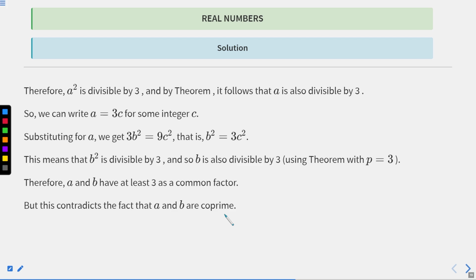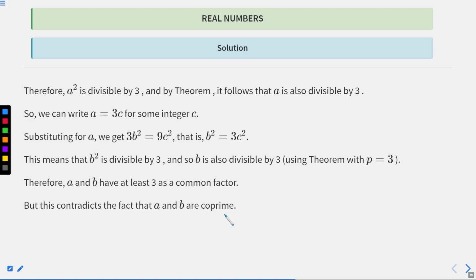By the previous theorem, we know if P is a prime number and P divides A square, then P also divides A, where A is a positive integer. Here 3 divides A square, so by the theorem, it follows that 3 also divides A. That means A is divisible by 3. Since A is divisible by 3, we can write A equal to 3 times C, where C is some integer.